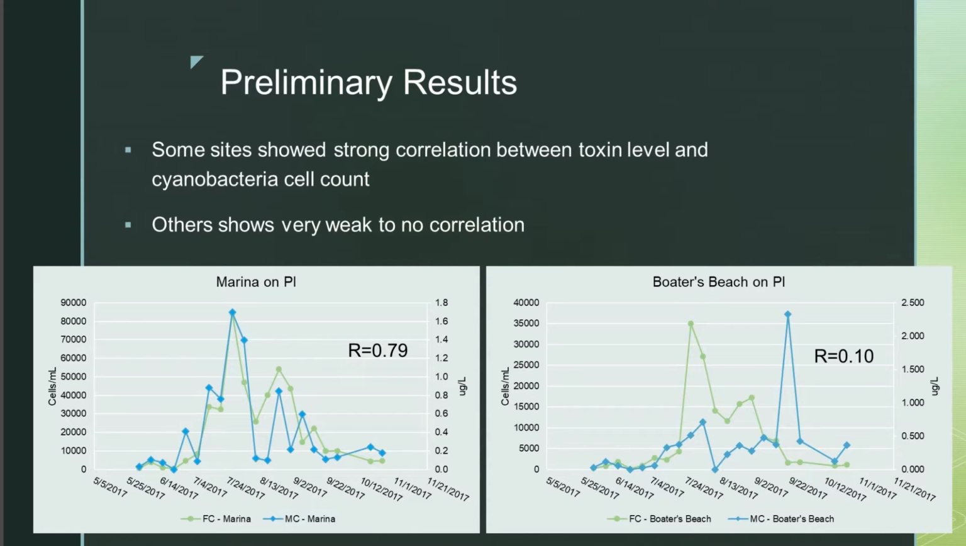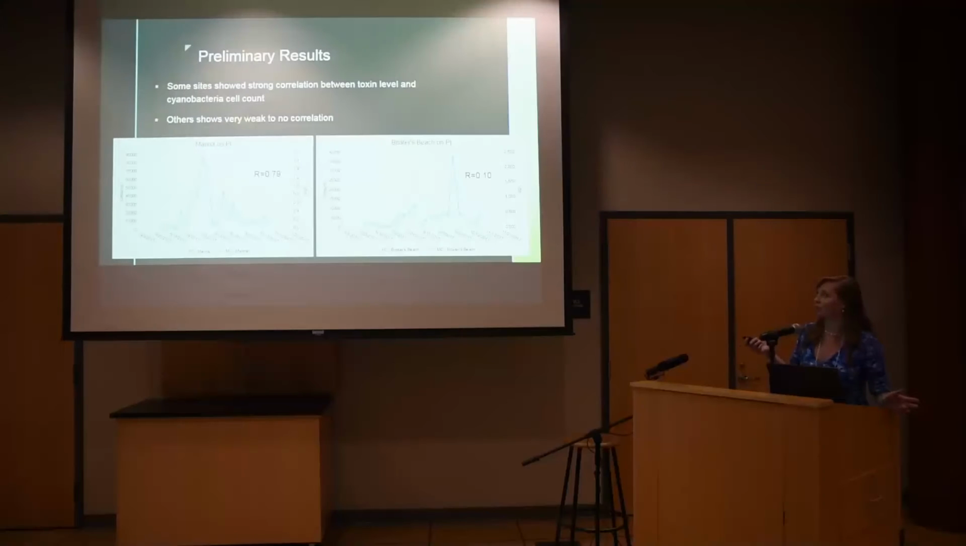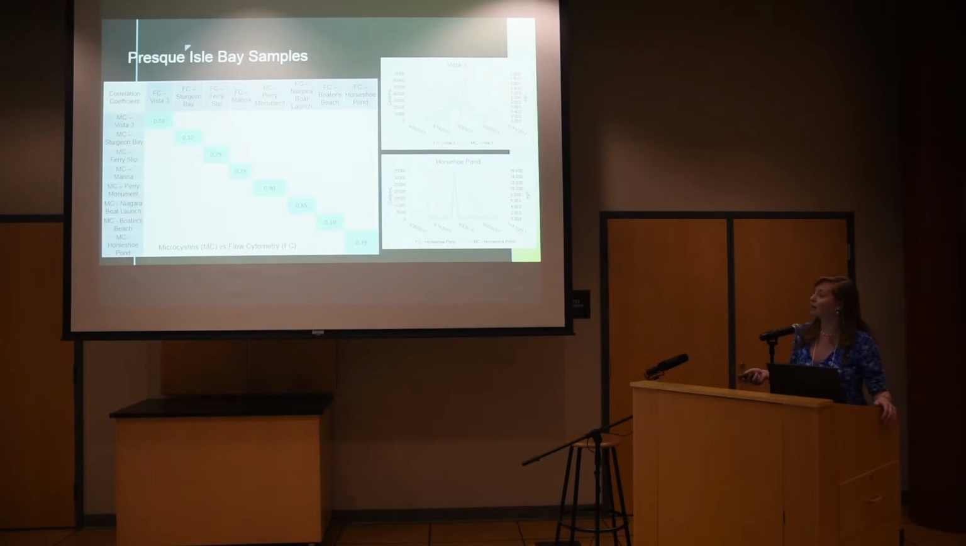So up here you can see the R data. I did correlation charts for all of our samples, and I can answer questions about those afterwards. But these two in particular I wanted to show you. This was one of our highest correlations. So it's a pretty strong correlation. You can see the peaks moving up and down with each other at the marina on Presque Isle. But then at another location called Boaters Beach, you can see this peak here of the cells is completely opposite of the toxin concentration. So that's what's giving us our really low correlation.